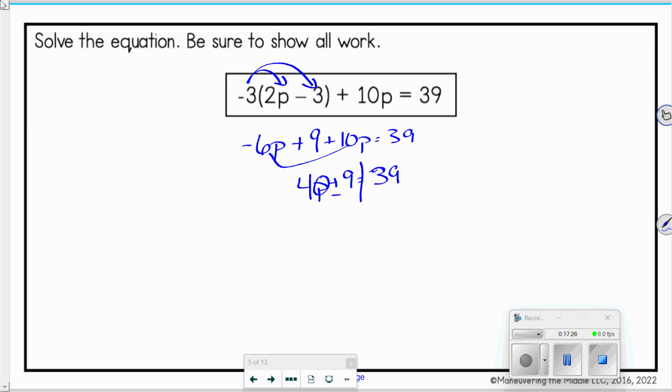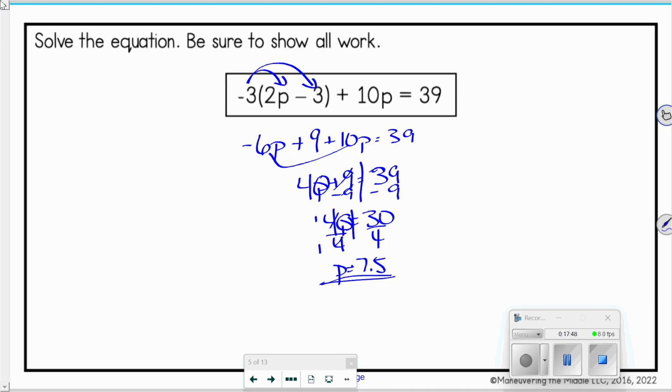Here's our variable. The opposite of adding 9 is subtracting 9. These go away. 4p equals 30. The opposite of multiplying by 4 is dividing by 4. These go away. P equals 7.5. So 7.5, whichever way you want to write it.